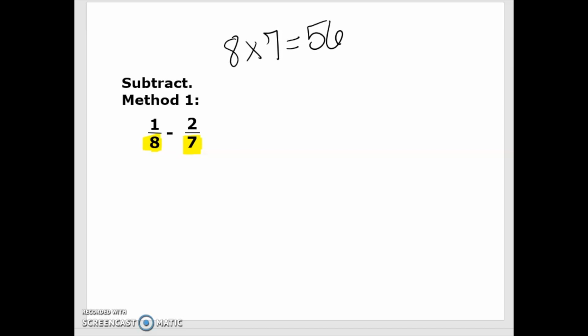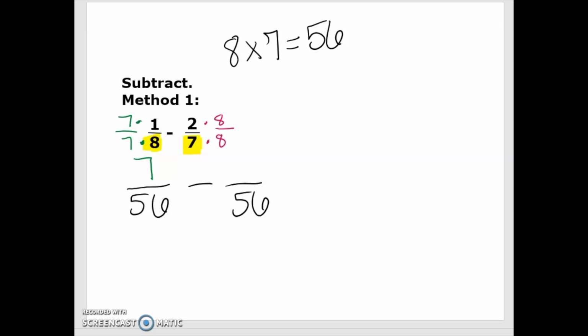So then what I'm going to do is just make my denominator 56. Now in order to do that, both of my fractions have to change. I need to multiply my 1/8 times 7 over 7. Whatever I do to the denominator, I need to do the same thing to the numerator. So 7 times 1 is 7. Then I need to change my other fraction, 2/7, and I need to multiply both the denominator and the numerator by 8, or 8 over 8. So 2 times 8 is 16.